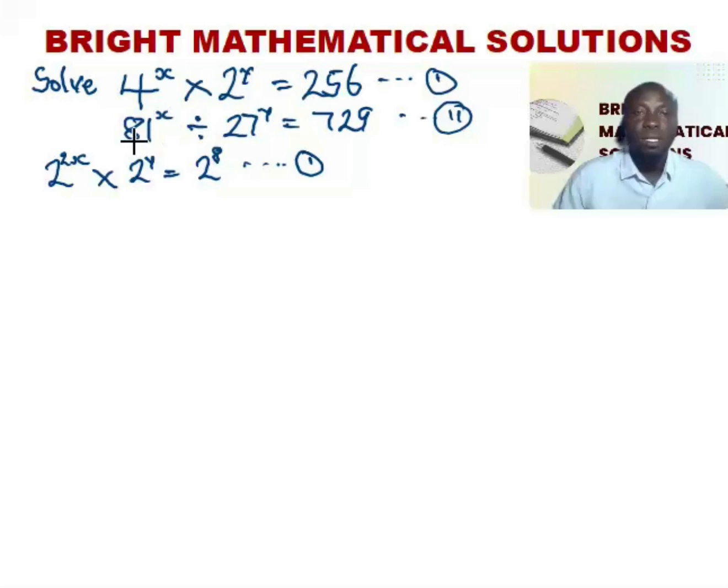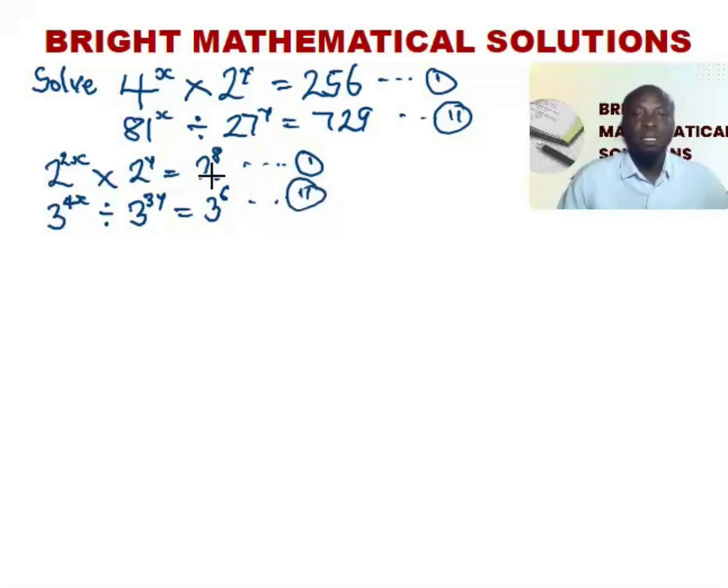And the second one, this is 81. We can write it in base 3. So that is 3 raised to the power of 4, which gives us 81. So 3 raised to the power 4x divided by 27, and that is 3 raised to the power of 3y, equals 729. We can still express it as a power of 3, and that is 3 raised to the power of 6. So this is equation 2.